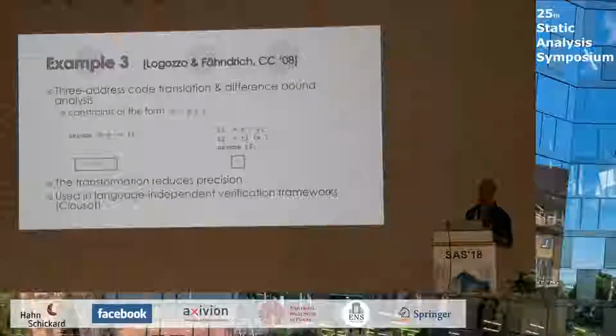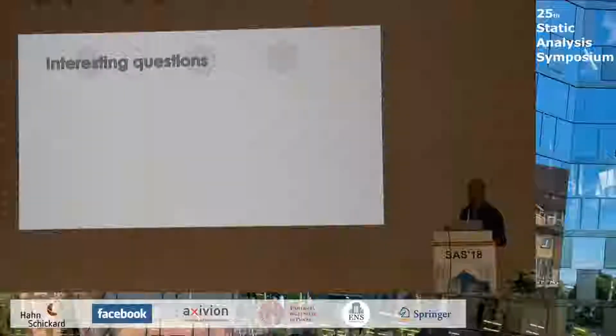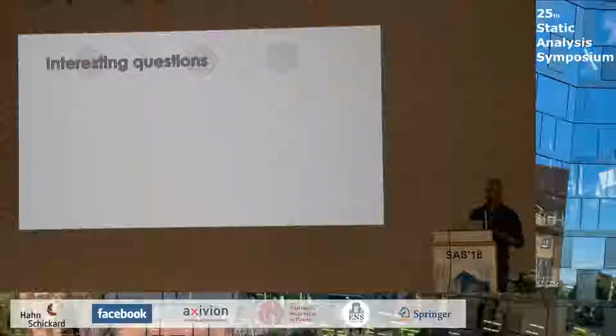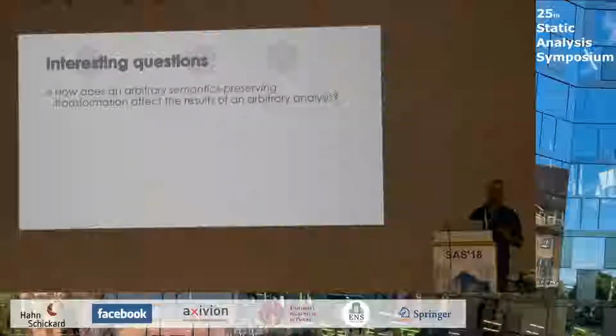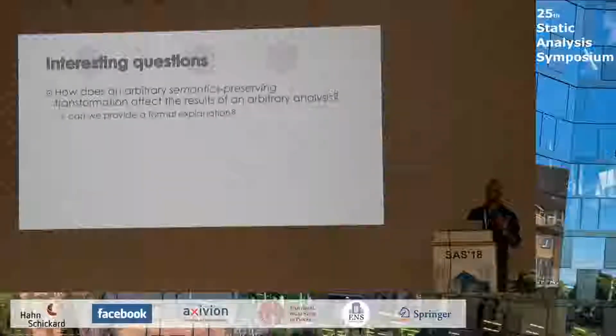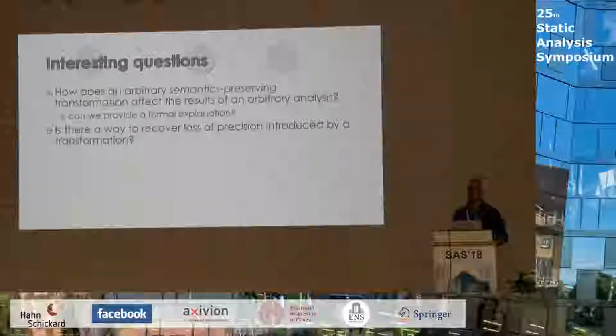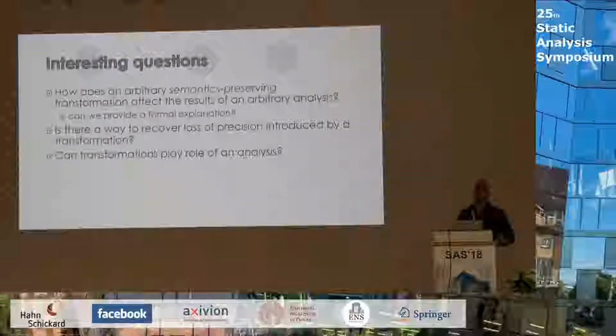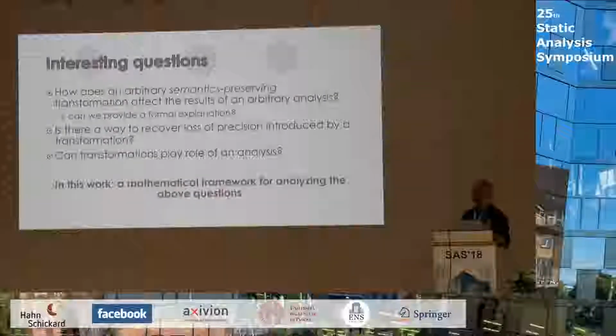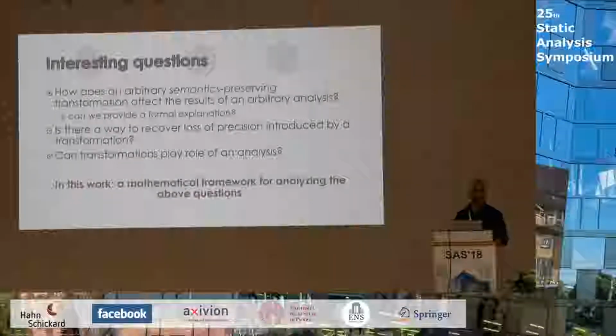So these examples raise interesting questions. If you have a semantics-preserving program transformation, and those are the kind of transformations we're interested in, and we have an arbitrary analysis, how does this transformation affect the analysis? And can we explain this formally? Also, are there ways in which you can recover the loss of precision introduced by the transformation? And lastly, what is really the difference between a transformation and an analysis? In this work, we set up a mathematical framework and provide some basic results regarding these questions.